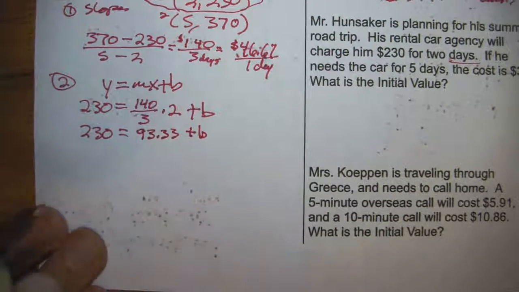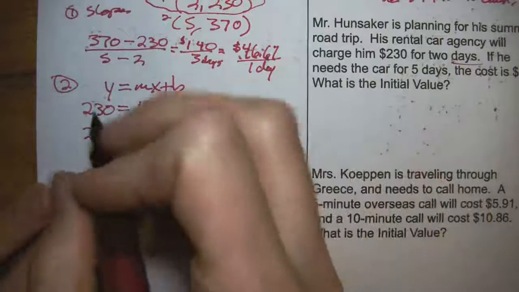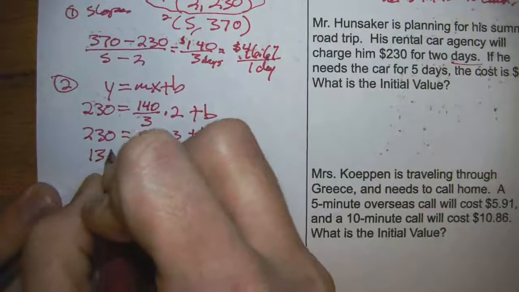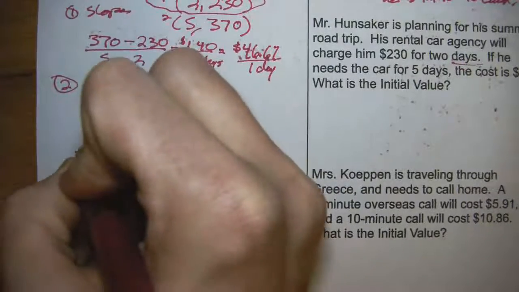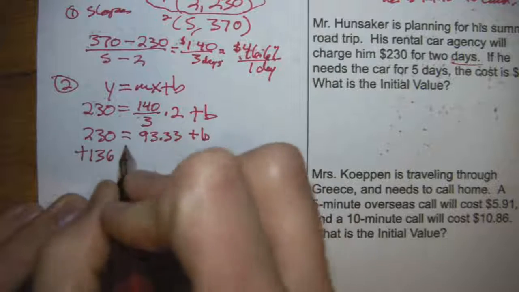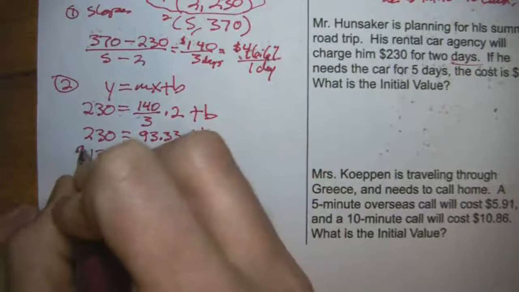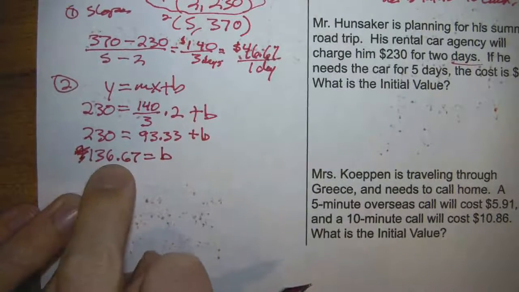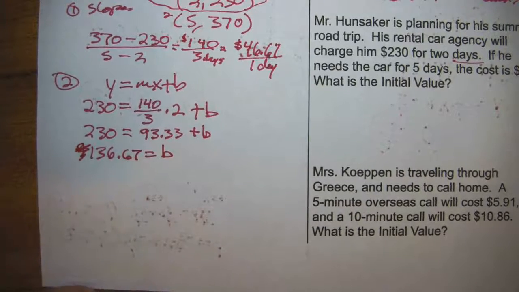We're going to take that and subtract it from our 230. So in this case, it's going to be 136, oh, excuse me, not negative, positive. I'm reading that wrong. 136.67 is equal to B. Yeah, I read that wrong. So cool, our initial value is $136.67 for his rental car.